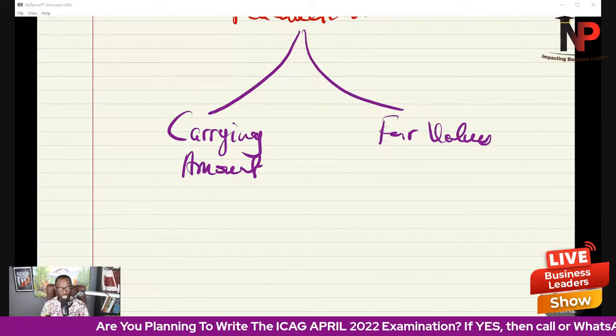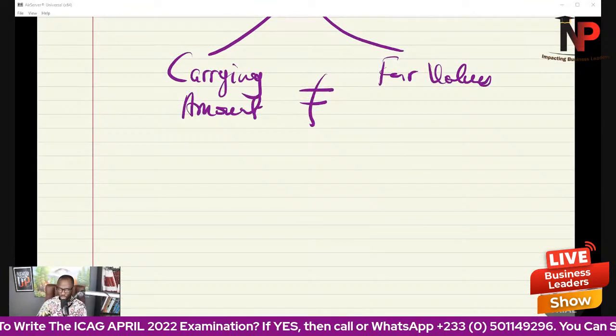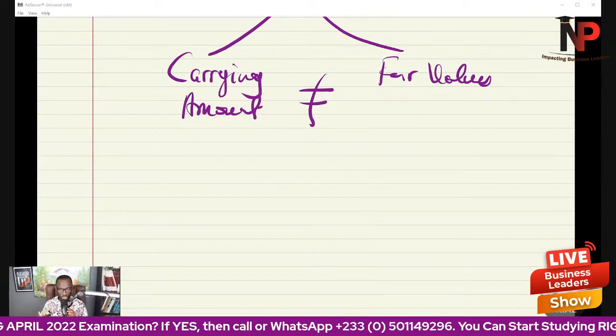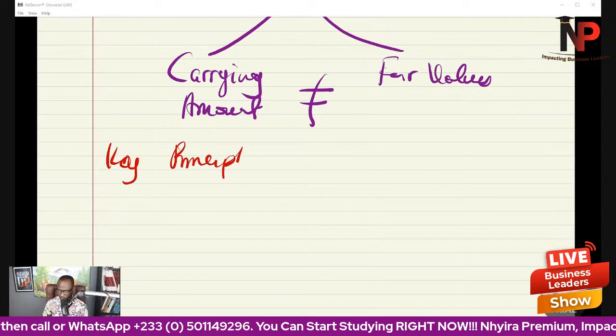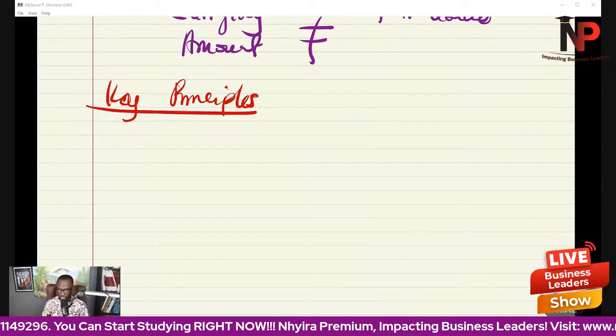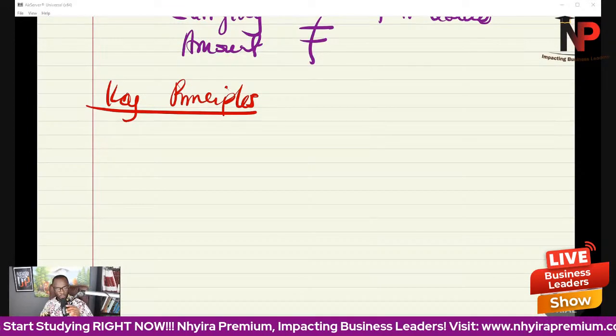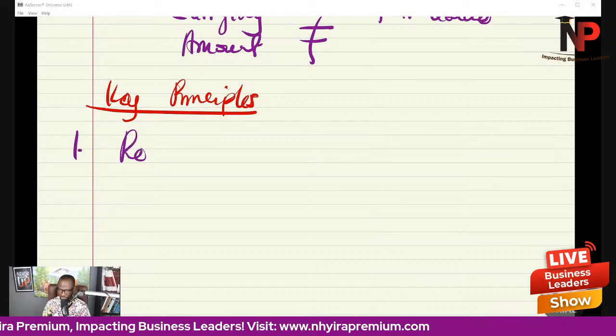That is the comparison. Now, what is going to be happening is that when we compare, two things are likely to come up. Now, these are the key principles that you must make sure you understand here as we conclude on this and take our full question for the day. Now, so one, we can have a revaluation surplus.